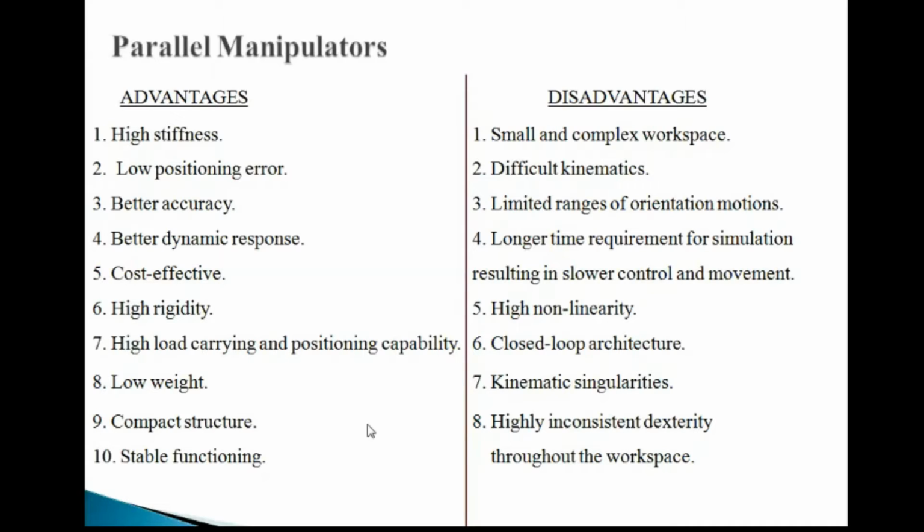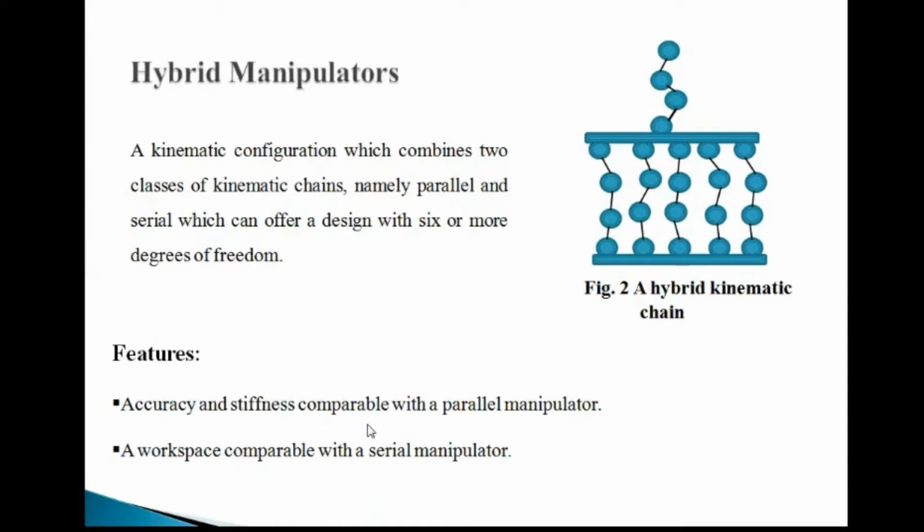So combining the advantages of serial and parallel manipulators, we make the hybrid manipulators. Hybrid means a mixture of serial and parallel, taking the best attributes of both the manipulators. So basically, a hybrid manipulator is a kinematic configuration which combines two classes of kinematic chain, and it can offer a design with 6 or more degrees of freedom. That means the minimum degree of freedom should be 6 for a hybrid manipulator.